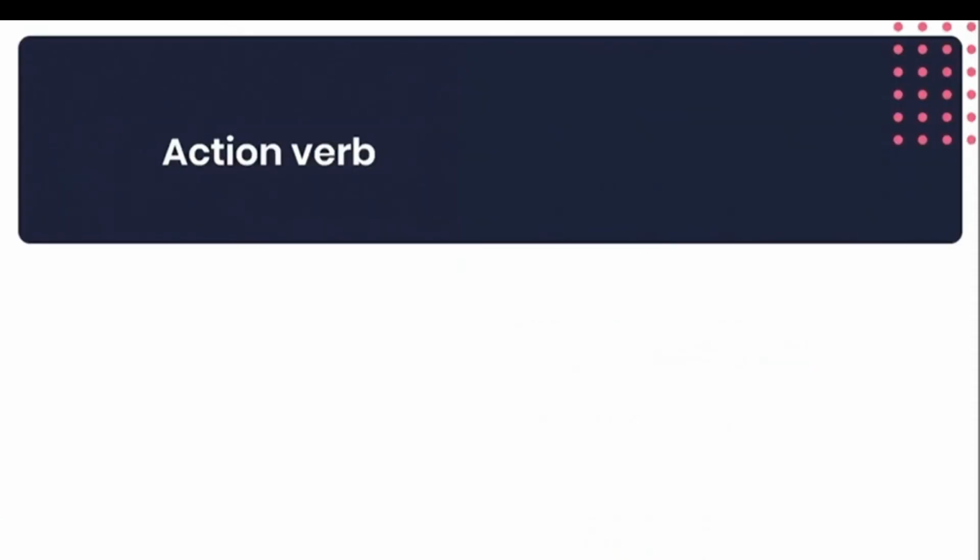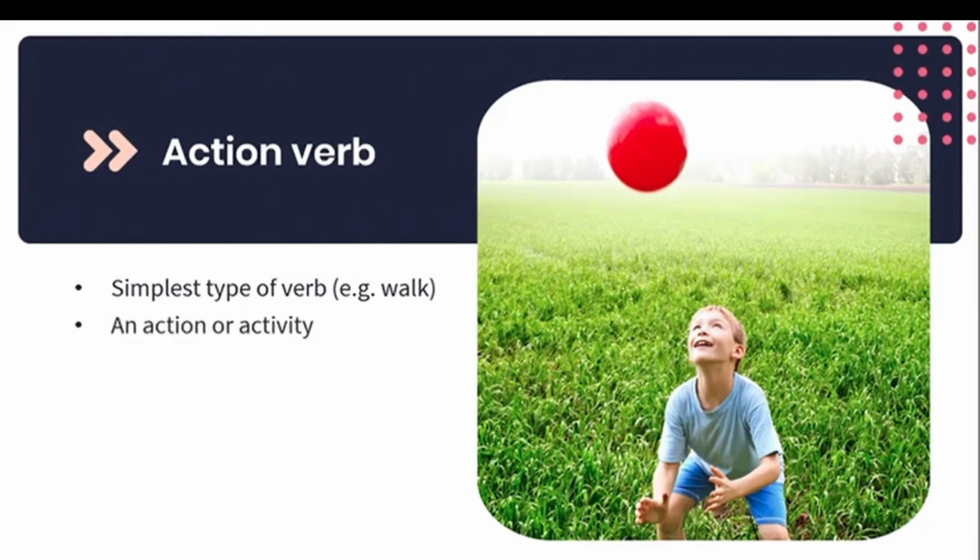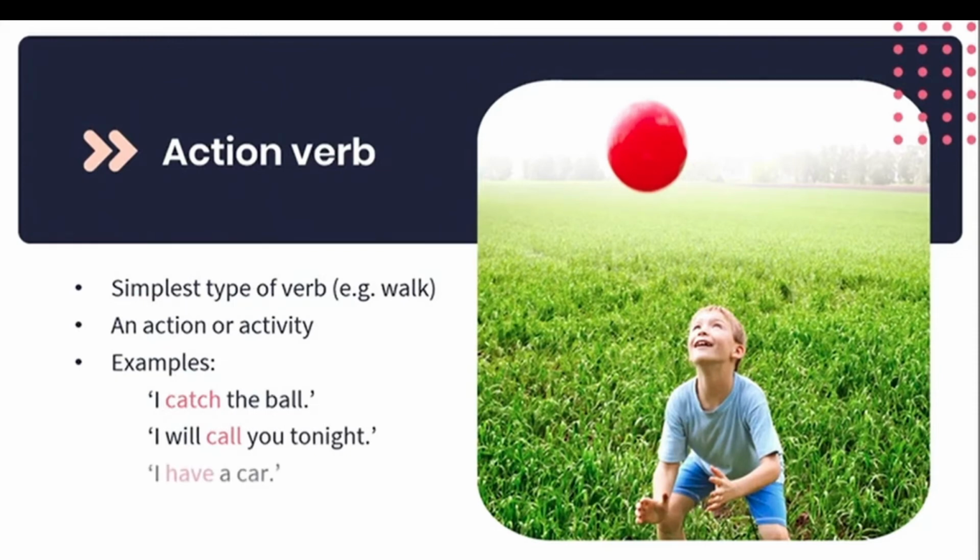The first type of verb is an action verb. That is the simplest type of verb, like the verb walk that we just looked at. An action verb simply refers to an action or activity. For example, catch in I catch the ball, and call in I will call you tonight. It can also represent possession. For example, have in I have a car.